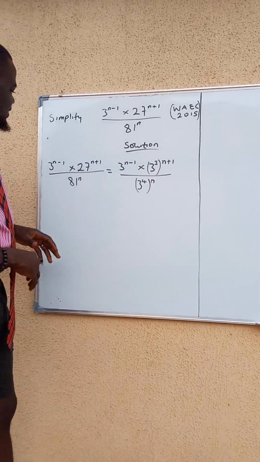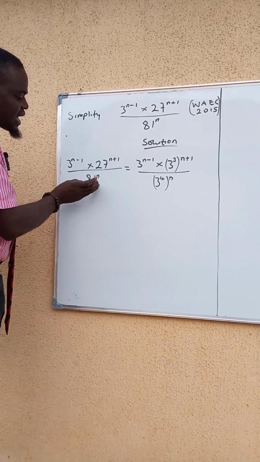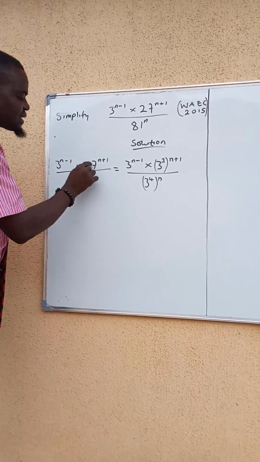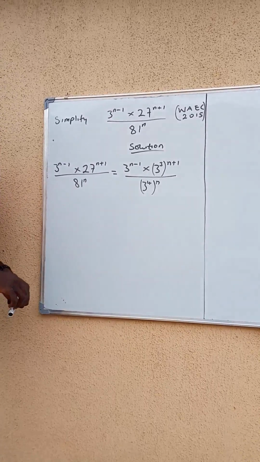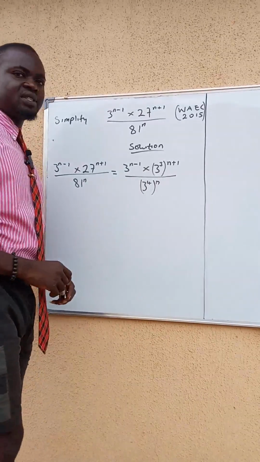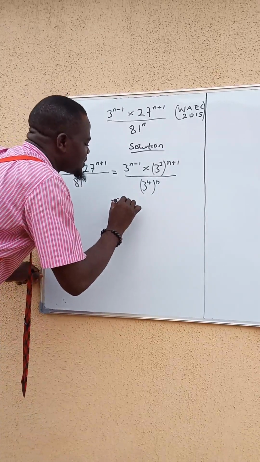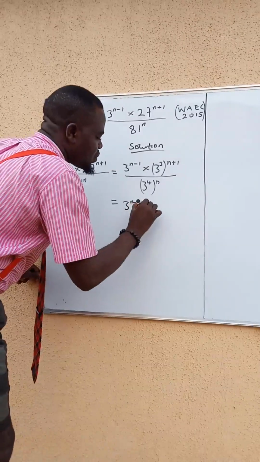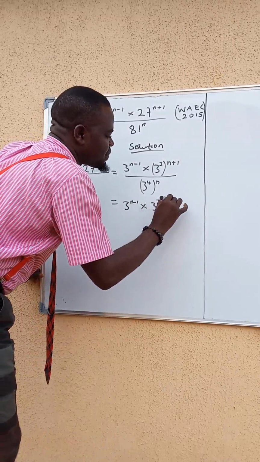3 into 4 places. Now, I found out that 3 is the least number, so I have to check whether I can have 3's here and 3's here. So I discovered that there's 3 in this 27 and 4 3's in the 81, so that all of them can have the same base. So this can now be equal to what? 3 raised to the power of n minus 1 multiplied by 3 raised to the power of 3n plus 3.